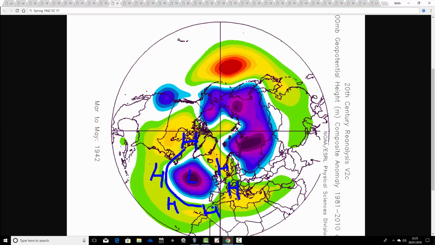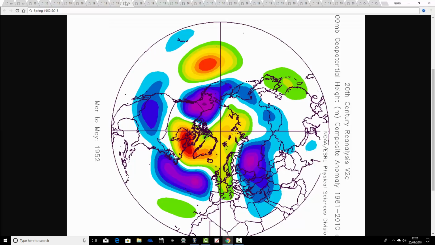Very odd-looking chart, but I would have thought this is quite a mildish signal for the spring. Probably doing something rather like that. So, a very odd-looking reanalysis chart there for the spring of 1942. I imagine there would have been some quite wet weather in the west at times, but in the east, probably some dry weather. And I would have thought potentially quite a mild or maybe even quite warm spring there in 1942. Very different to anything we've seen so far.